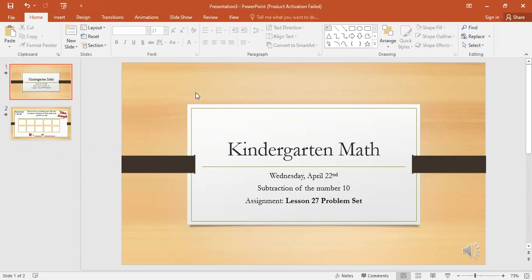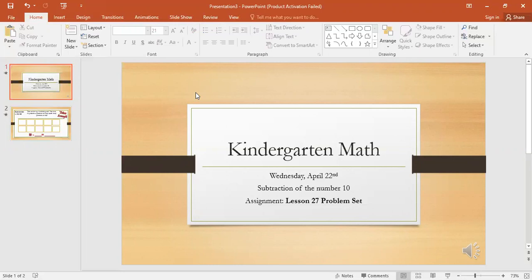We are not wrapping up, but we are at 10 numbers for our subtraction. So we have a different number today. We're going to be subtracting from the number 10. We have subtracted from the number 6, 7, 8, 9, and now 10.